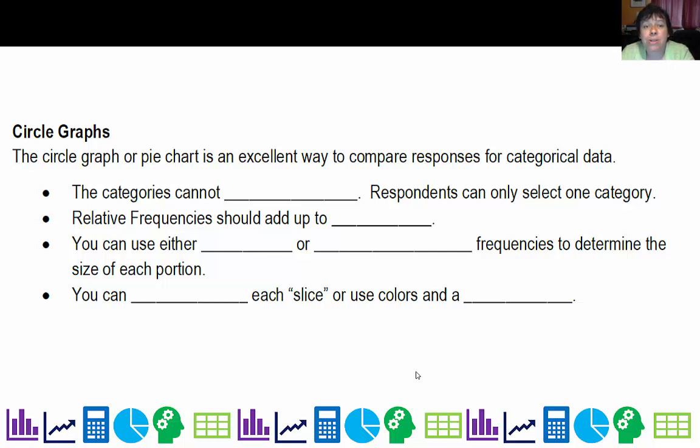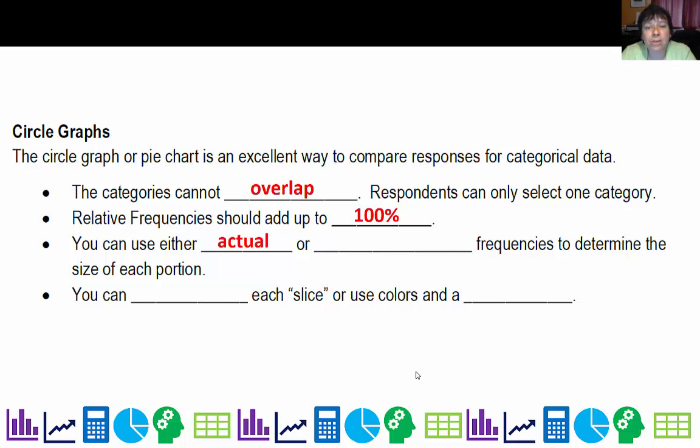Now, it's very important that the categories do not overlap. So respondents can only select one category. That means the relative frequencies have to add up to 100%. So if I asked you what languages you speak, and if you speak more than one, you could check off more than one, and that would be an issue. But if I asked you how many different languages you speak, you would only have one answer for that. You couldn't give me more than one, and that would be appropriate for a circle graph.